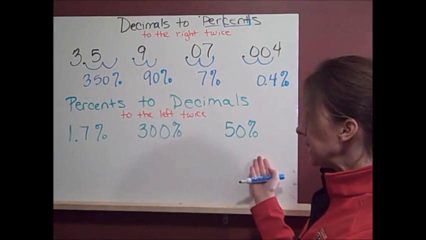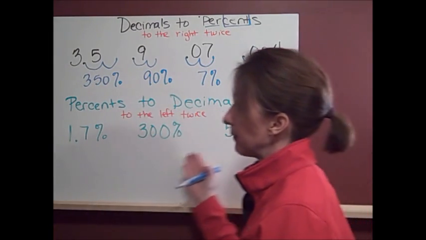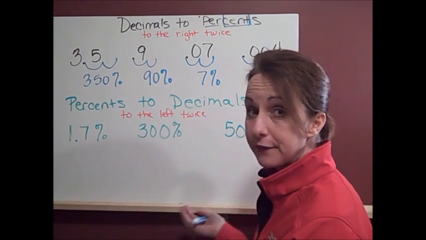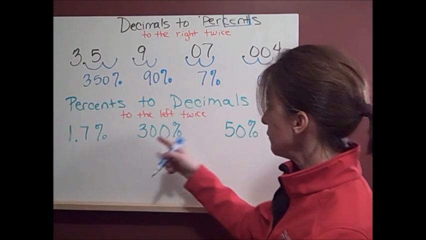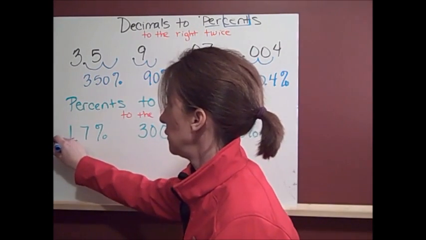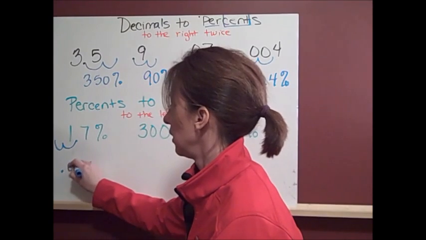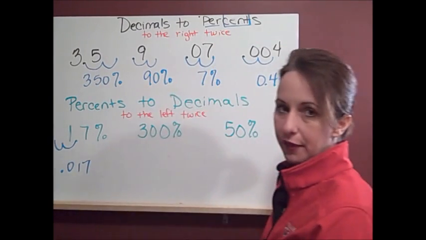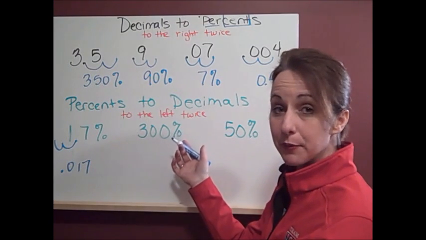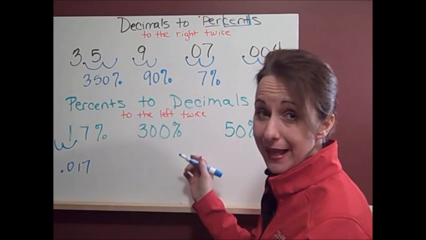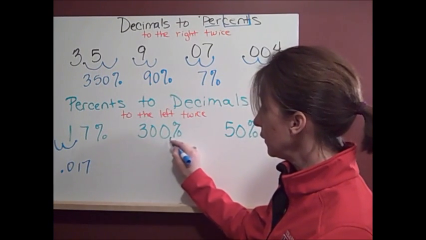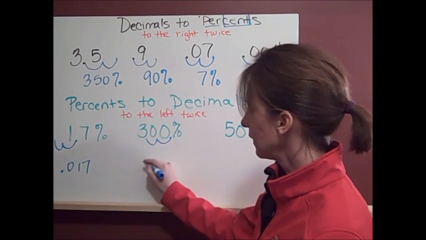What if I have percents and I want them back as decimals? I move them back, which means I divide by 100. So I move the decimal to the left twice. 17 thousandths. Where is the decimal? Oh, I remember. There is a decimal at the end of every whole number. Here it is. And we're going to move it to the left twice.